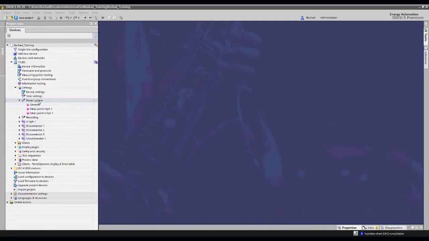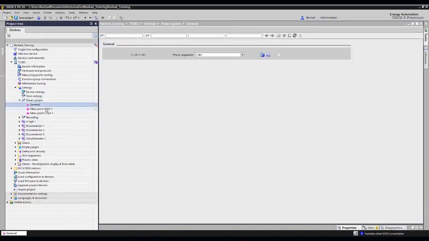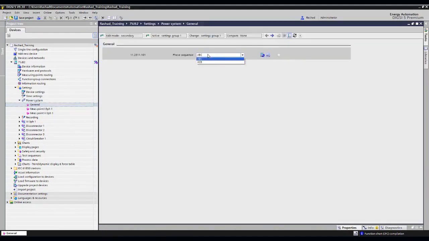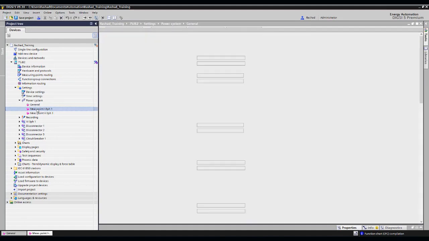Now we will go to the power system and open general, and it will ask you about the phase sequence, and you will say ABC and not ACB, according to the phase sequence you are working with. After that, we will find two very important things: the measuring point I3 phase and the measuring point V3 phase, because previously, in the previous videos, you would find here that you are setting it up with a group of, but we didn't talk about the specifics of each one of them.